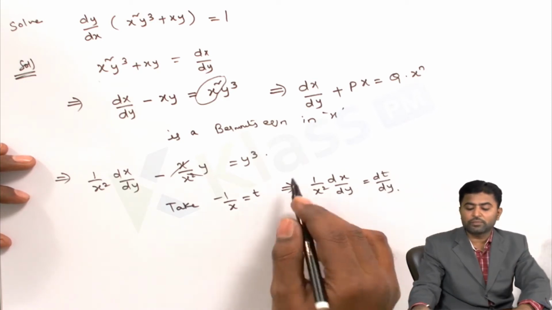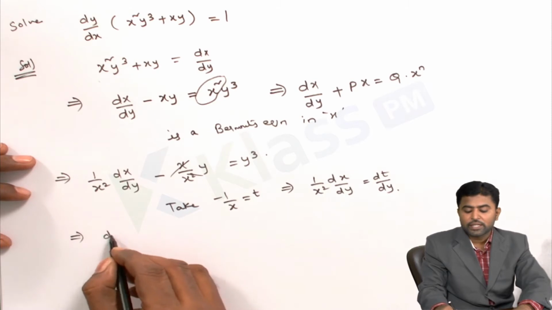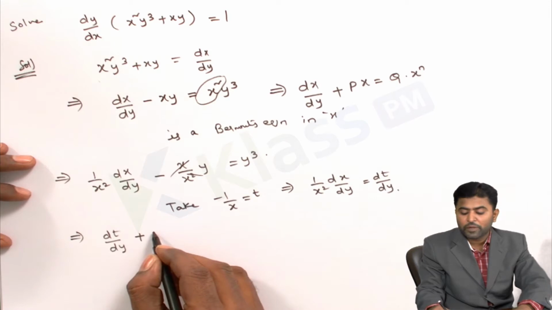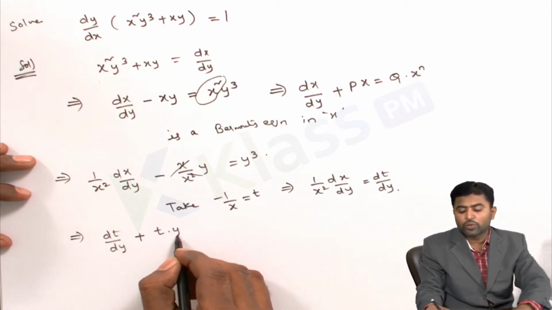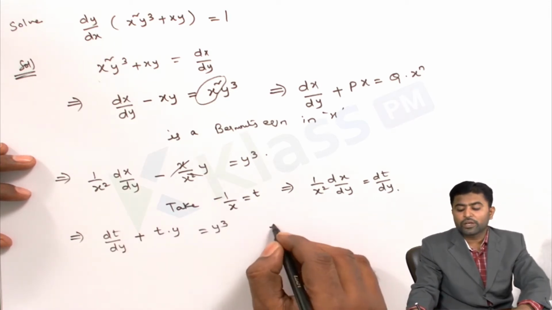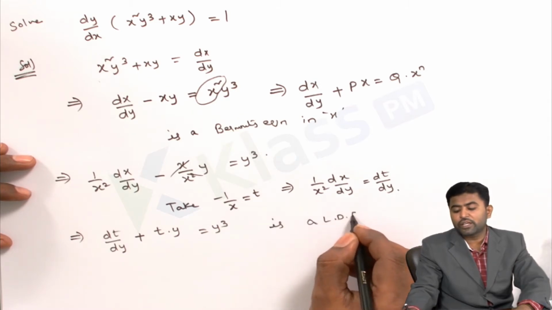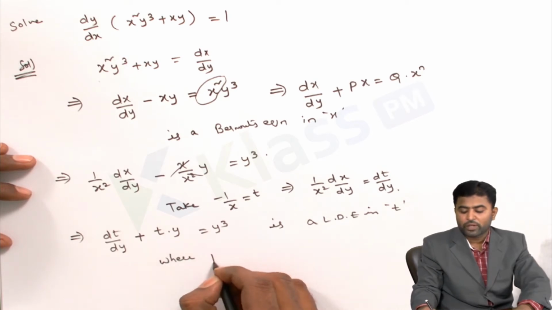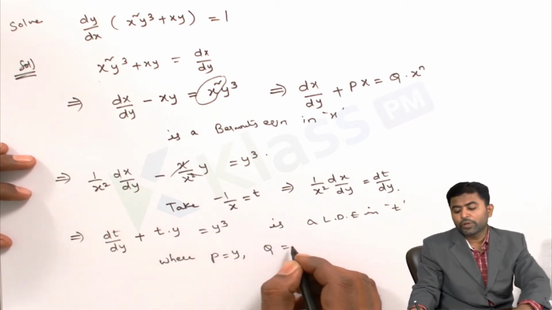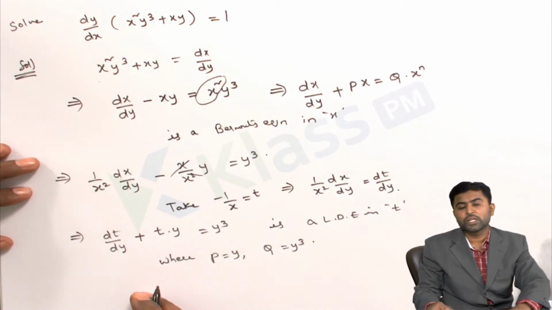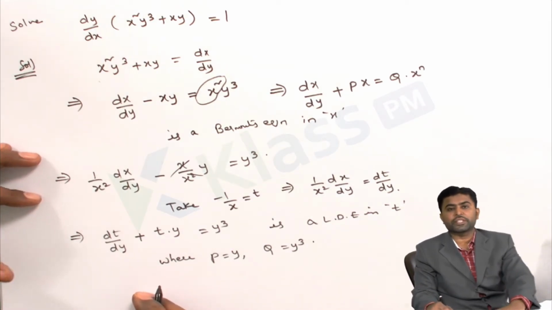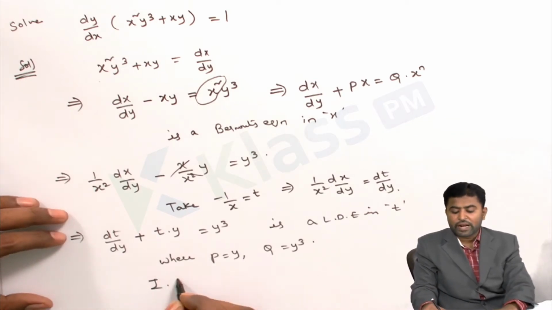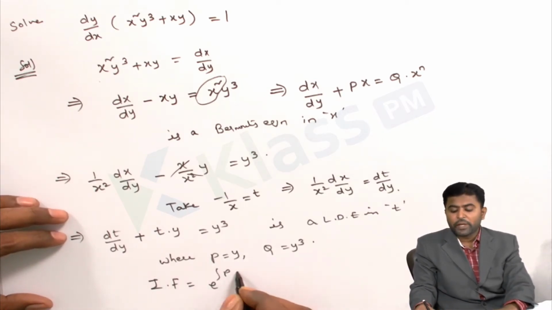So I'll replace this term in the other one. So I'll get dt by dy minus 1 by x, I've taken that as t, so I'll write it as plus t into y is equal to y cube, which is a linear differential equation in t, where p is equal to y and q is y cube. So to find its general solution, first I need to find its integrating factor. So integrating factor is equal to e power integral p dy.